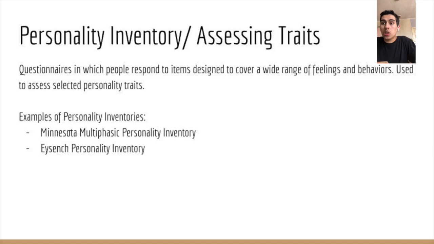Personality inventories are longer questionnaires covering a wide range of feelings and behaviors. These are used to assess several traits at once. The classic personality inventory is known as the Minnesota Multiphasic Personality Inventory, also known as the MMPI. This is the most widely researched and clinically used personality test. It was originally developed to help identify emotional disorders, but this test is now used for many other screening purposes and is now translated to 100 plus languages.